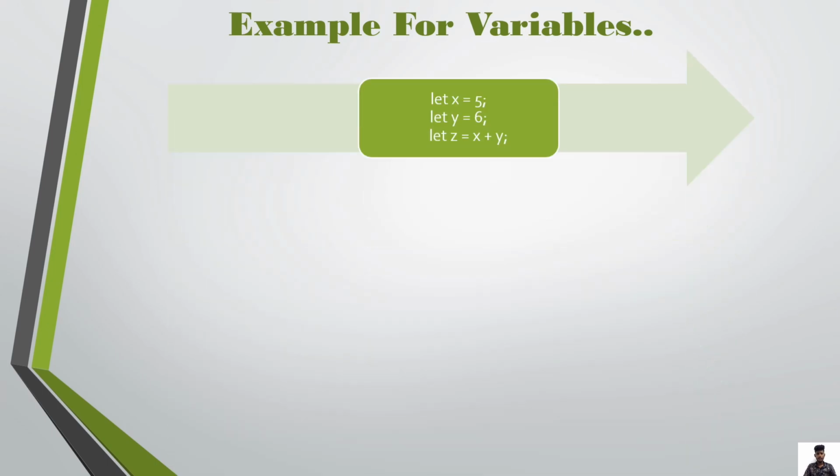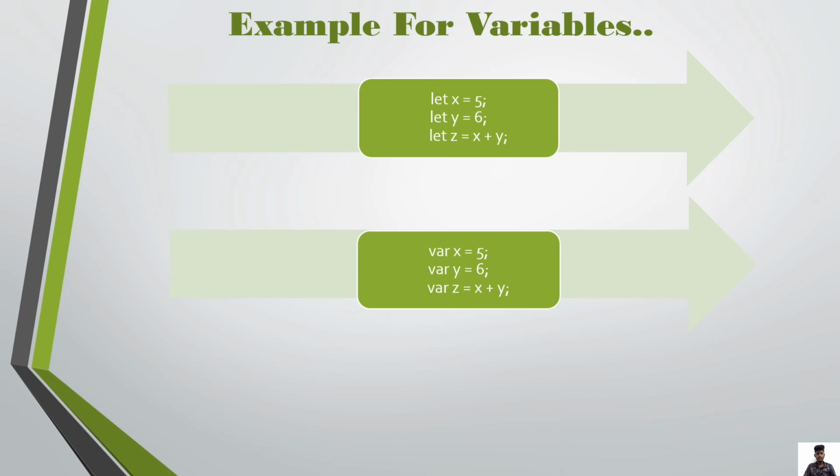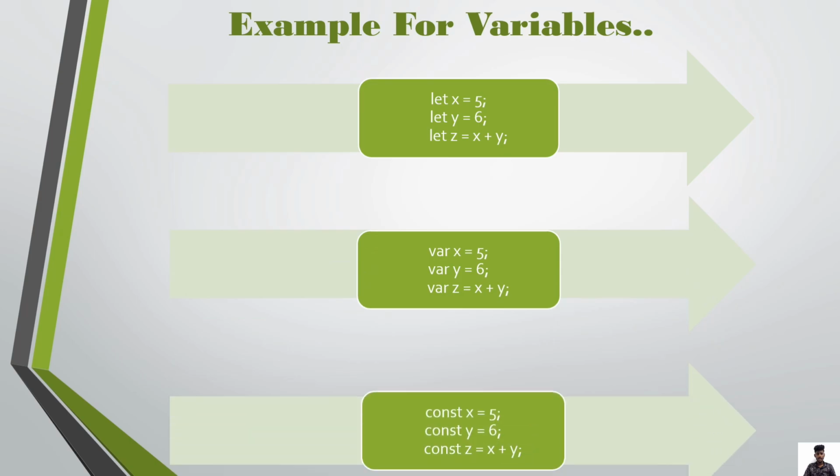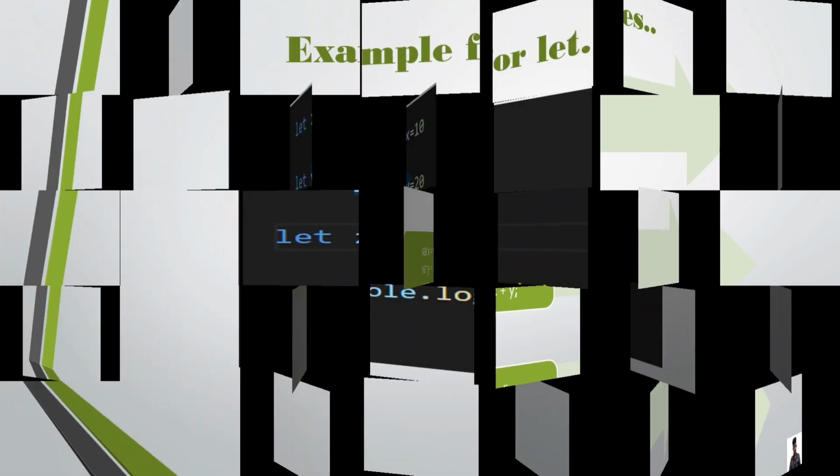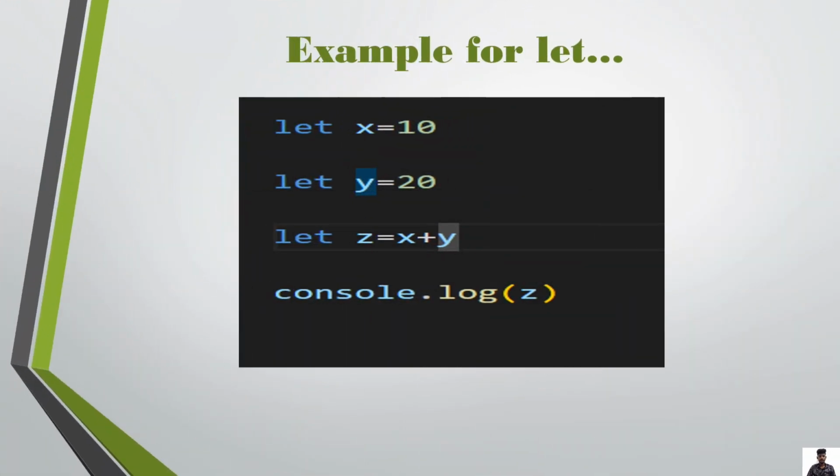Here is an example for variables. These are the methods for declaring those variables: let, var, and const. Example for let. The let is one of the variable types used in JavaScript. The let is only accessible within the block in which it is declared. It includes loops, functions, and if statements.